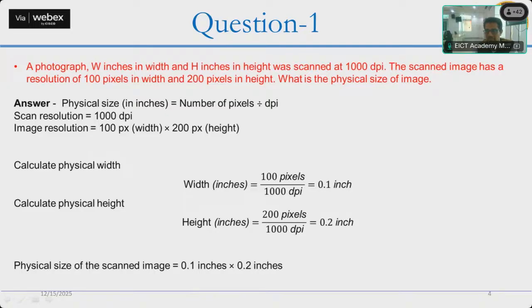Are you able to follow? Any question? Okay, understood. These numericals give very clear ideas of how things actually work in reality. So we move ahead.